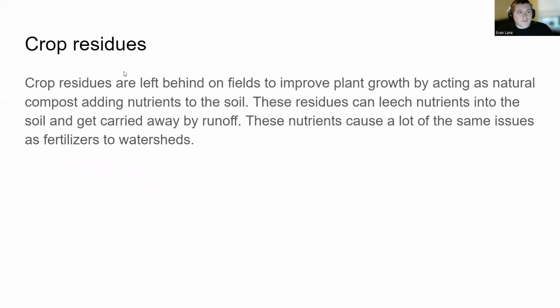Crop residues. If you've ever seen a field where they leave behind plants or the stalks of plants afterwards, that's kind of what crop residues are. And they promote plant growth for the next planting season. They sort of act as a natural compost when they decompose, and they also act as a weed cover when used in this way as well. But they add nutrients to the soil, and these residues obviously leach nutrients, and then those nutrients can get carried away by runoff. And they cause a lot of the same issues as fertilizers within watersheds.